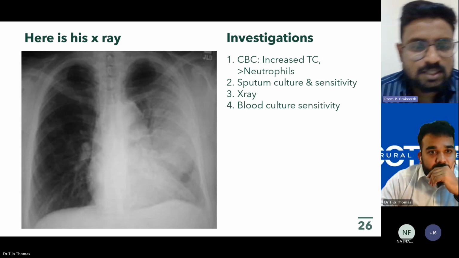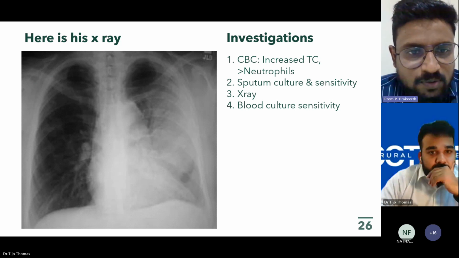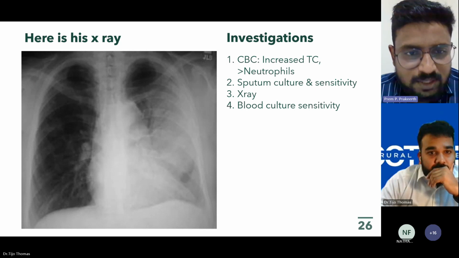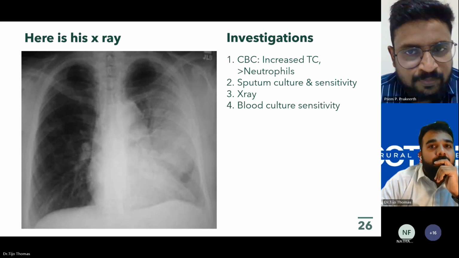So what are the other DDs for this type of X-ray? If there was no air bronchogram, if it was a homogeneous opacity, what are the other DDs? What are the possible DDs?